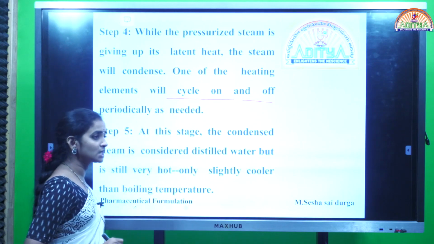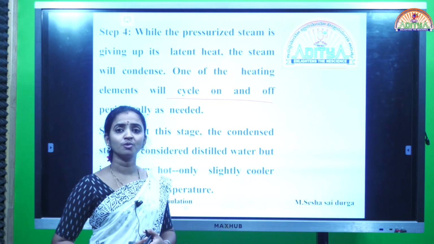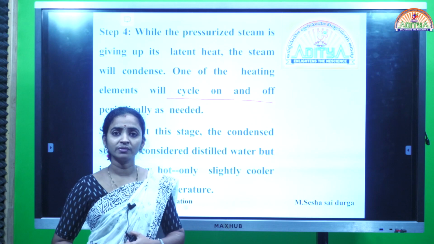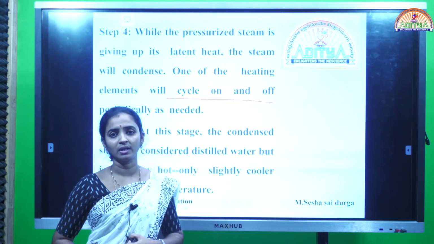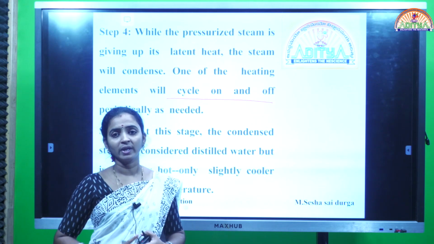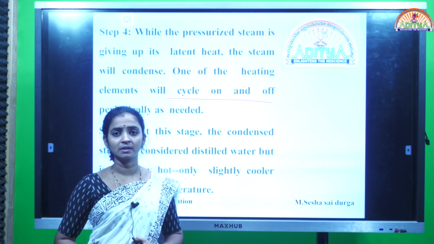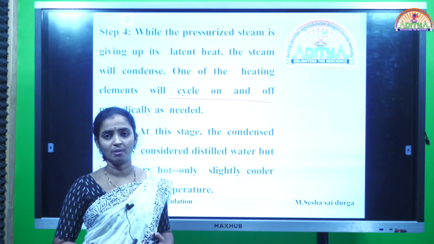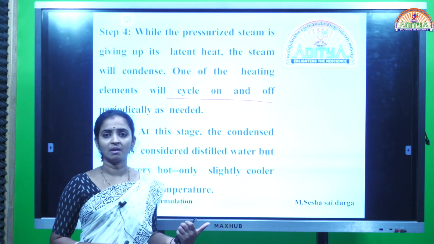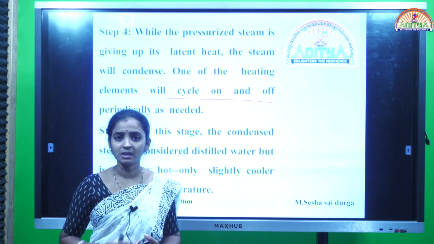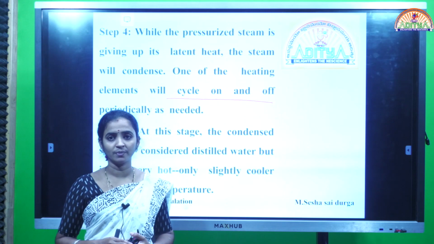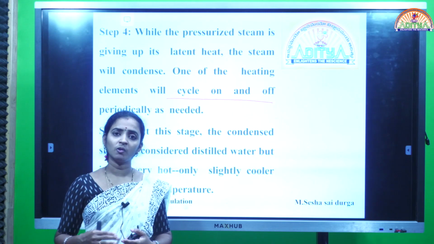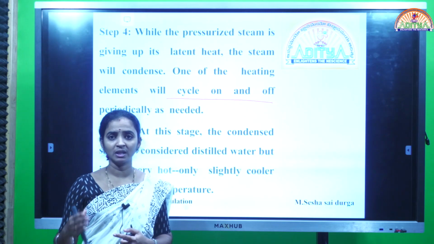How does the condensation occur? Condensation means nothing but conversion of the vapor into liquid. The condensation generally occurs at a lower temperature compared with the boiling chamber. In the boiling chamber, because of the pressurized steam, there is a higher temperature. Okay, now the tap water is boiled and it is forming the steam.